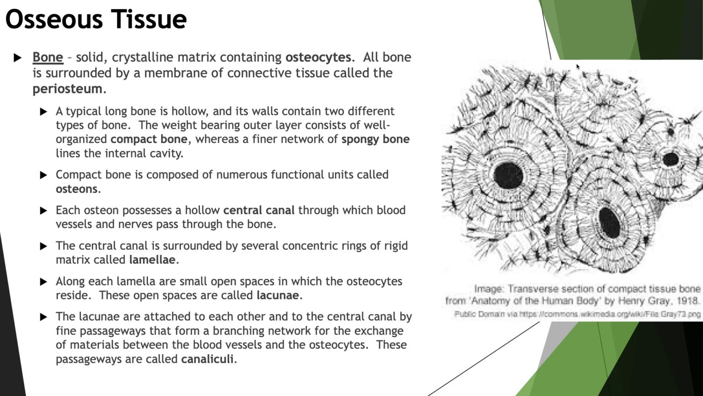Your osseous tissue, or your bone, which is just a solid form of crystalline tissue that contains what we talked about earlier as osteocytes. Okay. A typical long bone is hollow and contains two different types of bone. You have the compact bone and the spongy bone, and it contains a lot of different other things that we're not really going to focus on here. I just want you to be aware of it, but we'll cover this more when we get into the bones unit.